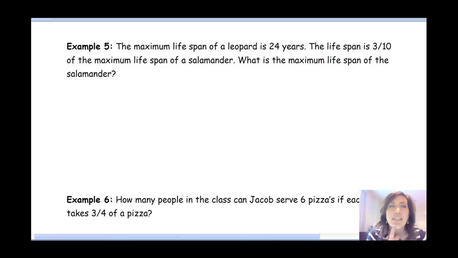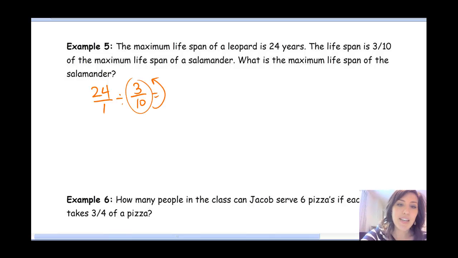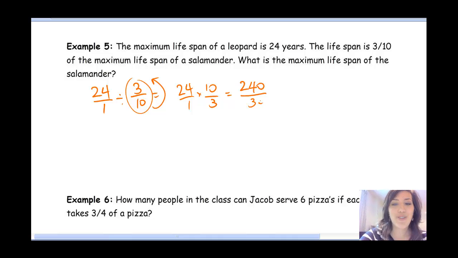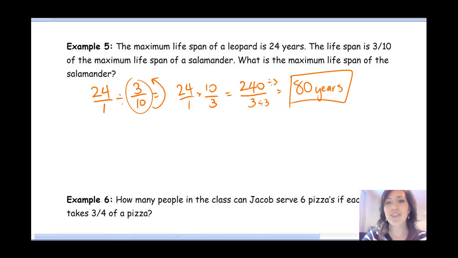So think, is the leopard or the salamander going to live longer? The leopard's lifespan is 3/10 of the salamander. That means that the leopard is only a fraction of what the salamander can live. So our answer for the salamander should be more than the leopard. So let's try it. 24 years for the leopard divided by 3/10. Let's rewrite this as multiplication. So flip the second guy upside down, times 10 over 3. 24 times 10 is 240. And 3 does go into 240. It goes into it 80 times. So 80 years is how long a salamander can live. And this is good because the number is bigger than the leopard. That's what we predicted.